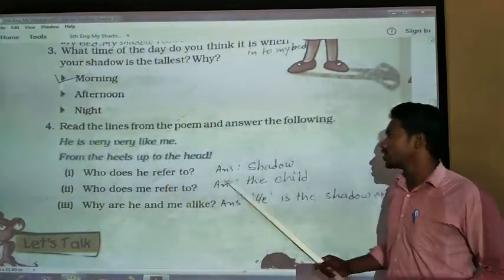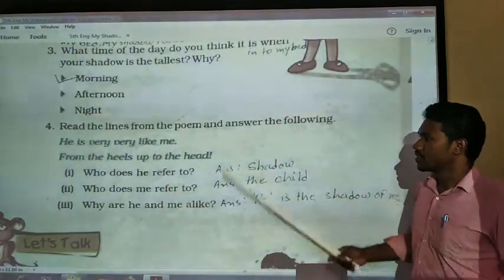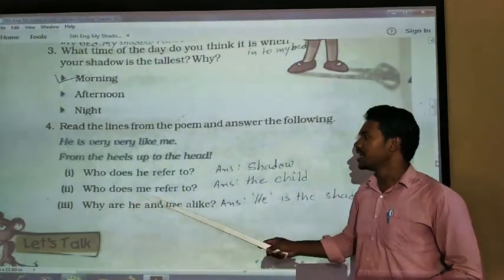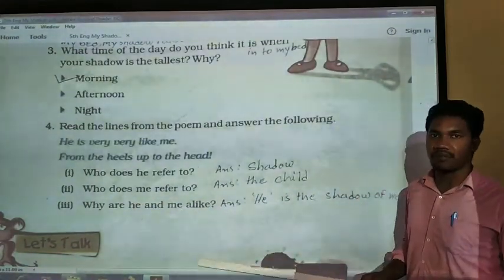Shadow. Okay, so the answer is shadow. Then number two, who does me refer to?